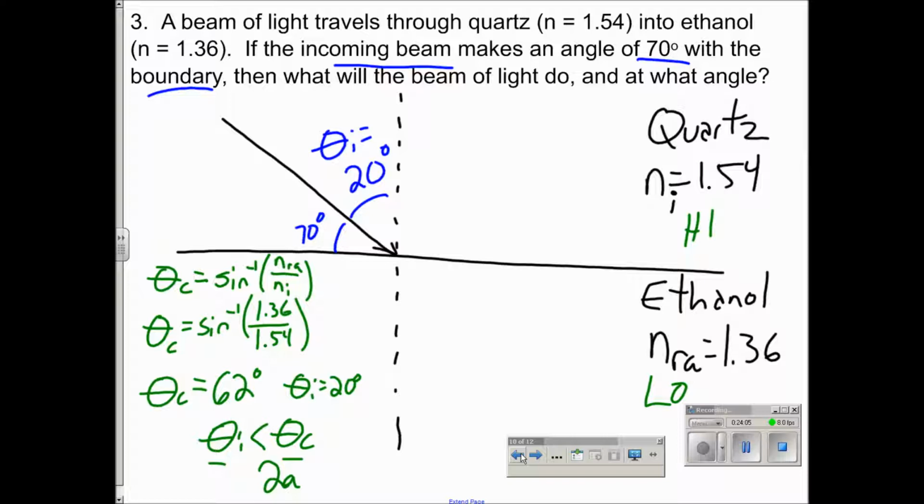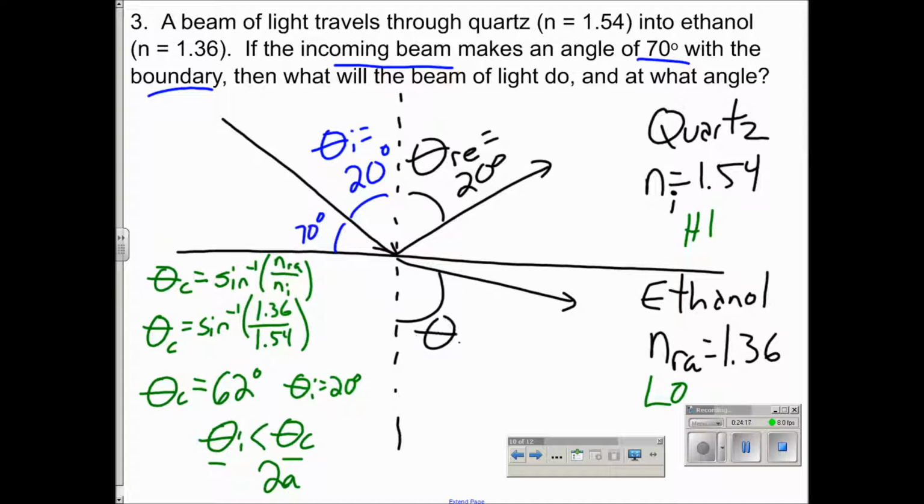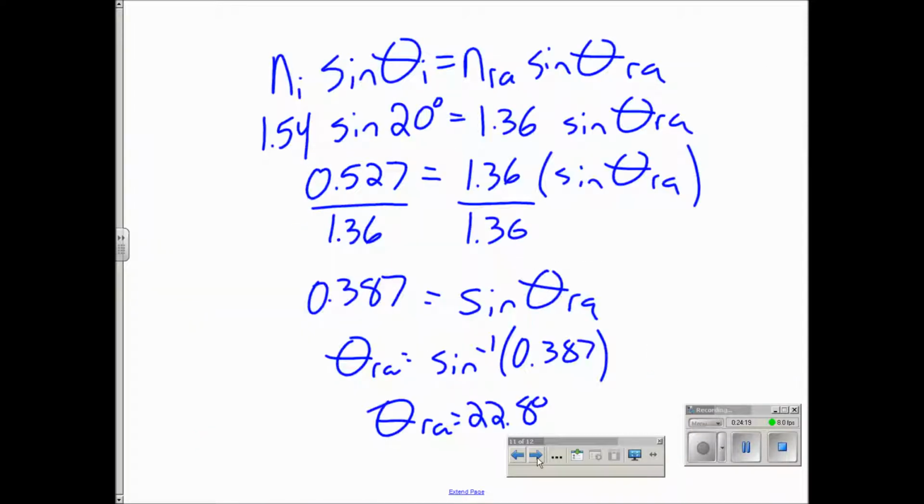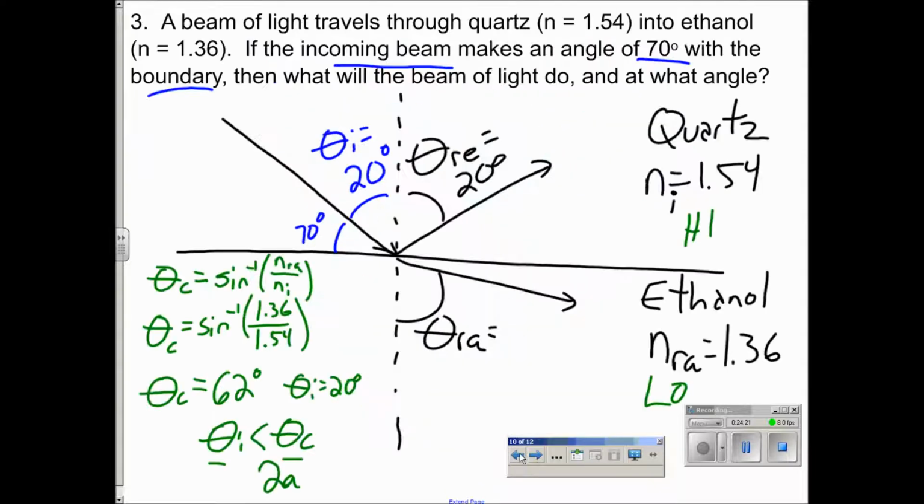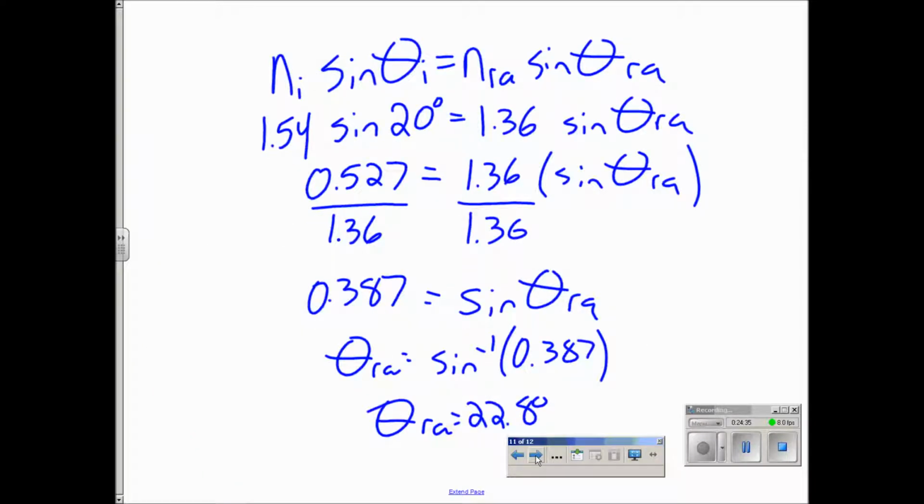So what we figured out then is that our beam of light is going to reflect at 20 degrees and refract at, what did we just say? 22.8 degrees. All right, so there you go. Now, if our angle of incidence had been bigger than 62 degrees, then it would have just reflected and you wouldn't have had to worry about this last step of finding your angles.